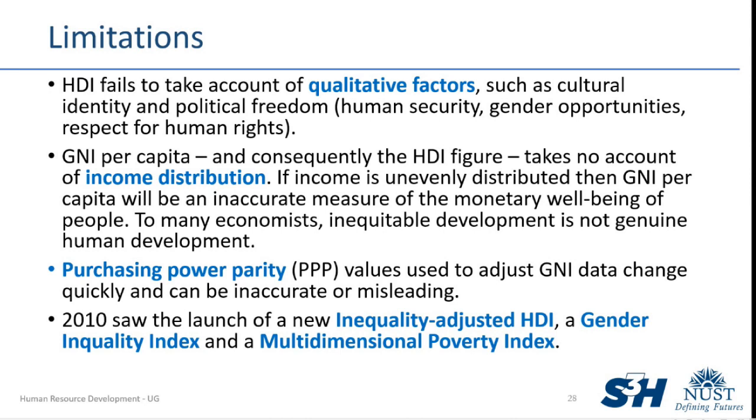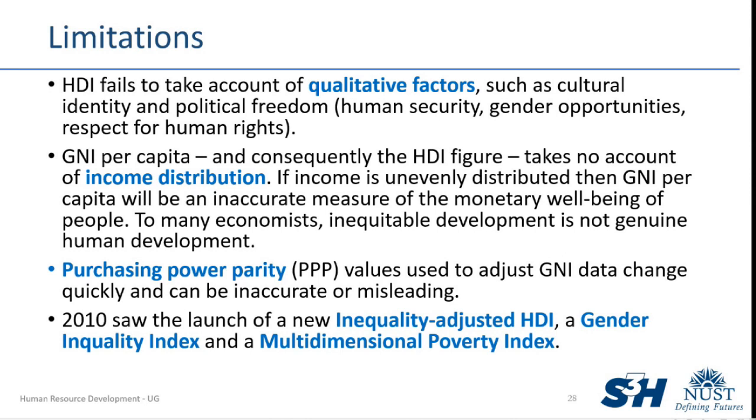HDI fails to account for the qualitative factors such as cultural identity, political freedom, human security is one of the examples, gender opportunities, respect for human rights, etc. These are not incorporated. I think these are listed as limitations, but I think this is more of a wish list. Every index has its limitations. I don't think that we can incorporate everything under the sun in one index. These are wish lists, and everything that can be incorporated, they have tried to create different versions of it, but the traditional version stays there. Okay.